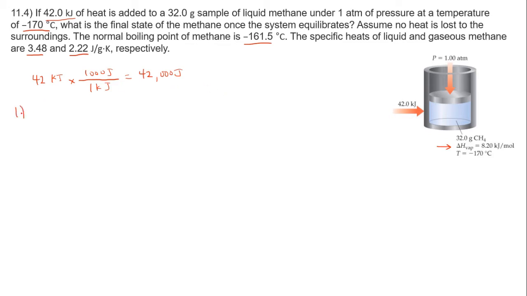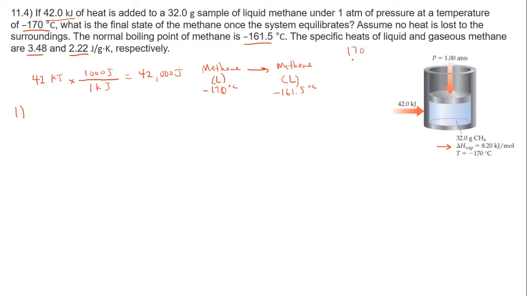We've got methane, a liquid at minus 170, and we're going to heat that up to methane, still a liquid, at minus 161.5. We're going to see whether we have enough energy to heat up this sample of liquid methane from minus 170 to minus 161. So what's that energy going to be? Well, we look at the specific heat, which is 3.48 joules per gram Kelvin. So what's the temperature change that we need? That's the next thing we have to calculate.